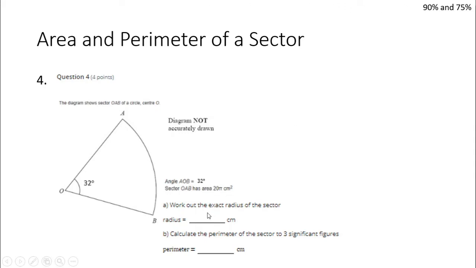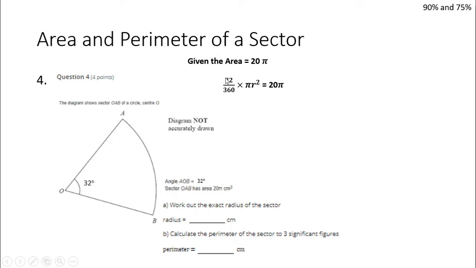90% got the radius right, and 75% got the perimeter right. So we shouldn't take too long taking this up, but we'll go through it quickly. Now, if you're given the area of this sector, you should not be ignoring that. The very first thing you should be doing is writing the formula for the area, and then using the given area, set up an equation you can solve.